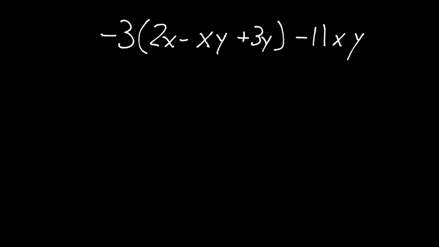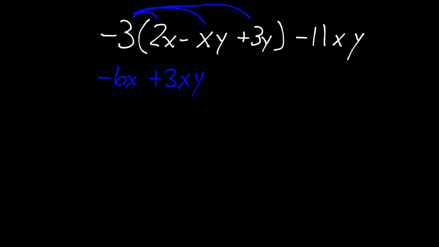Alright, so you want to distribute first, just like we did in our last example. So when I distribute, I'm going to have negative 3 times 2x, which is negative 6x. I'm going to have a negative 3 times a minus xy, which we're going to treat as negative, so it's going to be plus 3xy. That was a spot where we might have made a mistake, because we want it to be a plus from a negative times a negative.